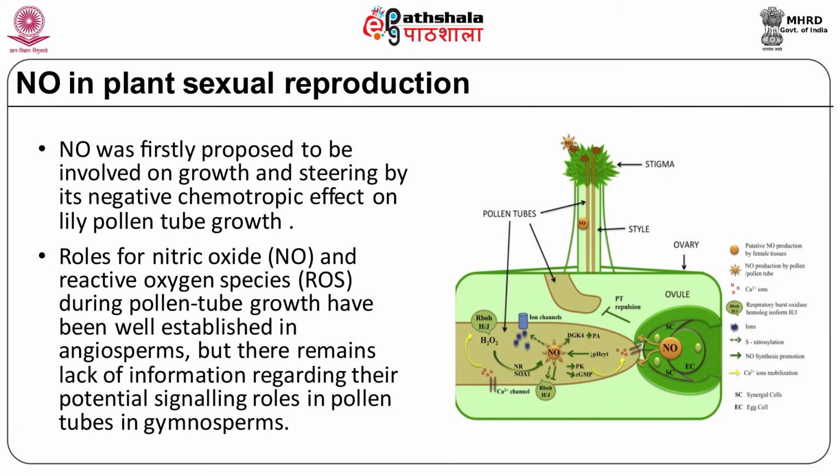Nitric oxide was first proposed to be involved in growth and steering by its negative chemotropic effect on lily pollen tube. Roles for nitric oxide and reactive oxygen species, that is ROS, during pollen tube growth have been well established in angiosperms. But there is a lack of information regarding the potential signaling roles in the pollen tubes in gymnosperms.